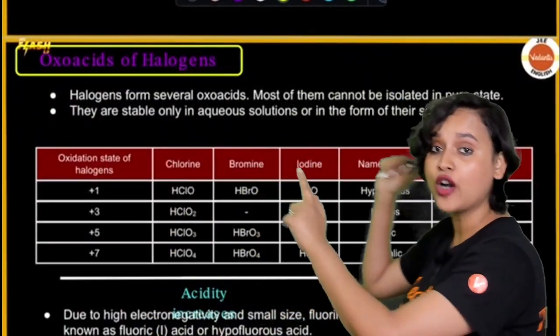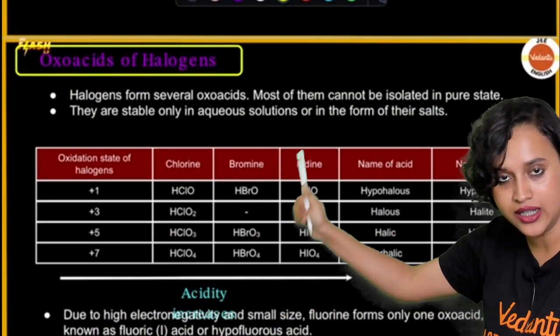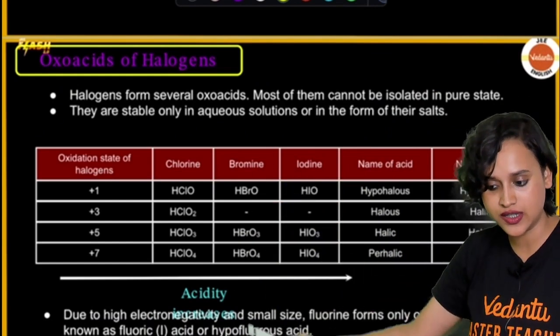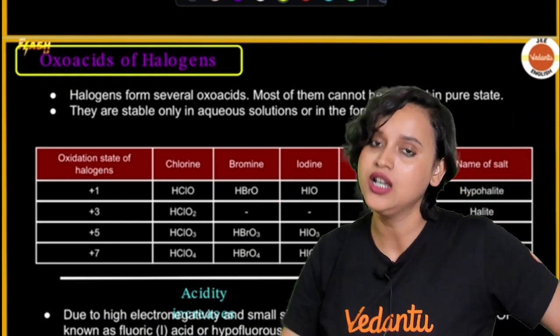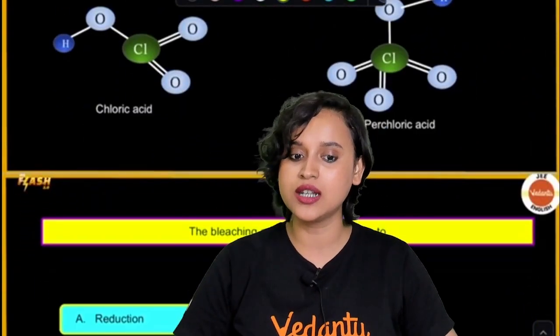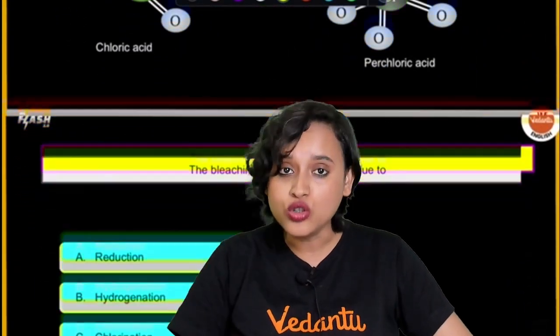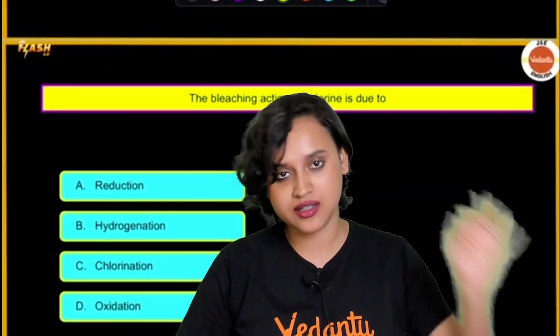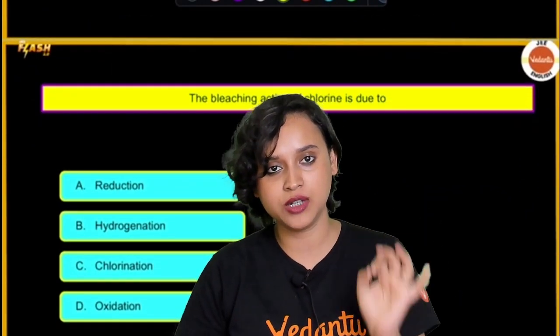Now here, oxo acids of halogen. Once again, here is a list, everybody. All the oxidation states of halogens are noted down here. Please go through it. I'm not going to teach you here because it's not in your syllabus, but I need you to go through it. By chance, if there is any question, you should be able to attend it.